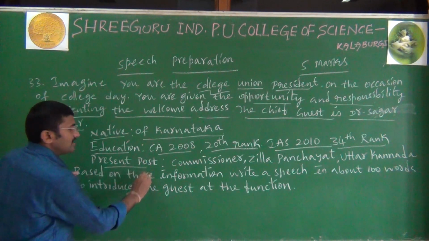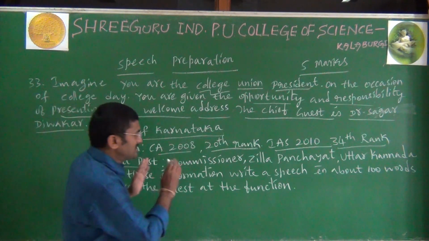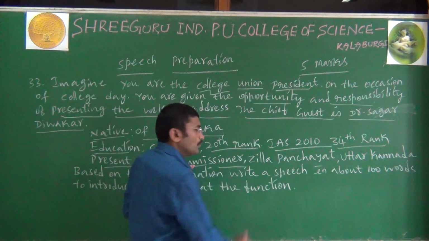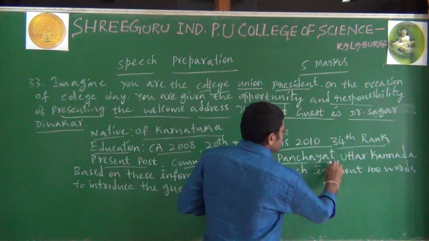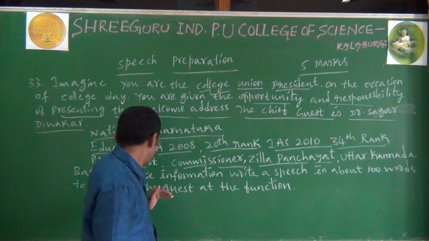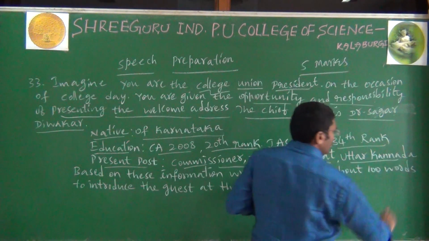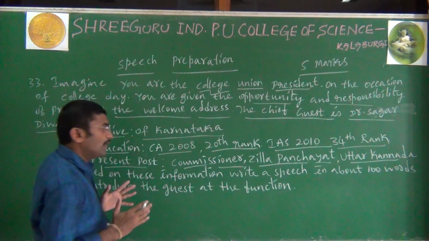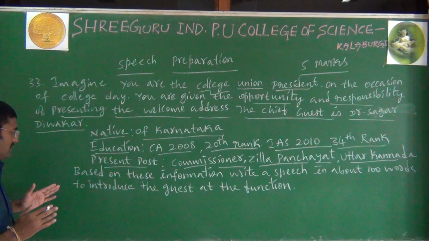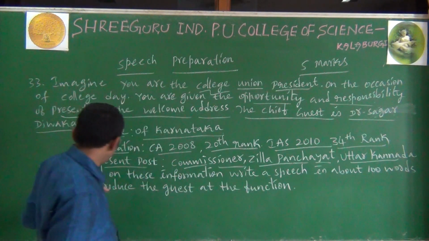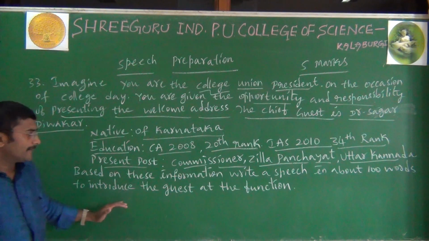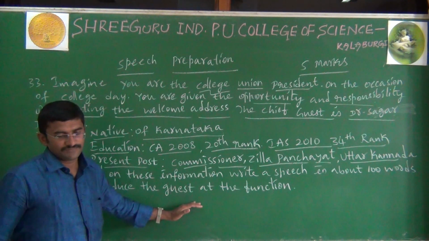And at present, what is he doing? At present, he is commissioner. He is working as commissioner at Jilla Panchayat, Uttara Kannada, the place where he is now serving. Based on this information, write a speech in about 100 words to introduce the guest at the function.